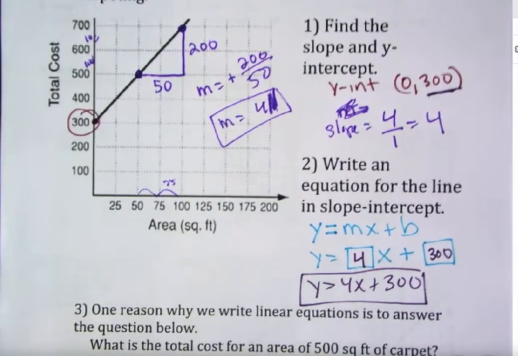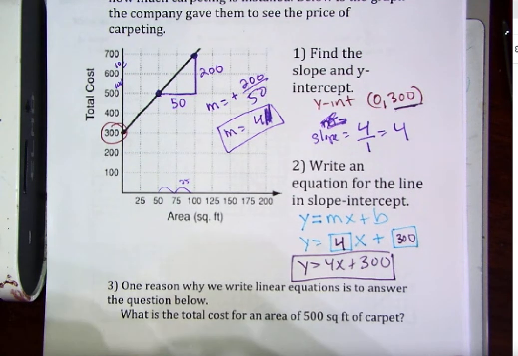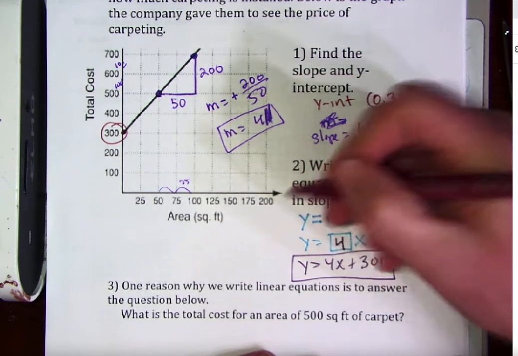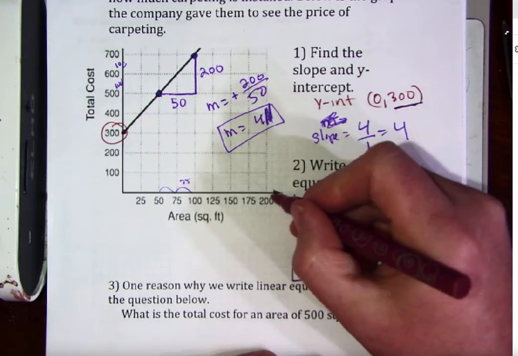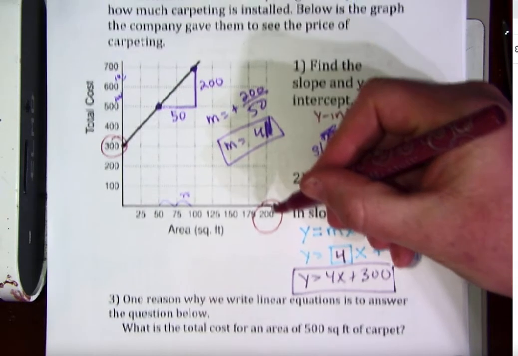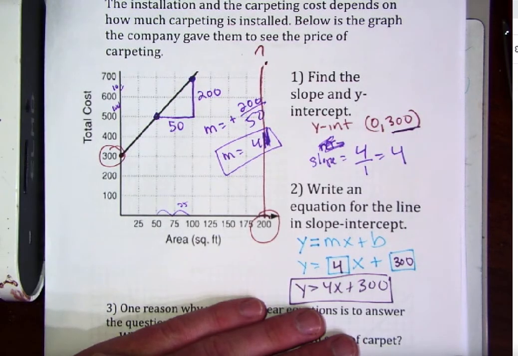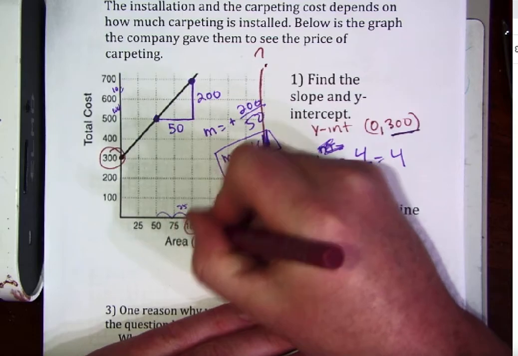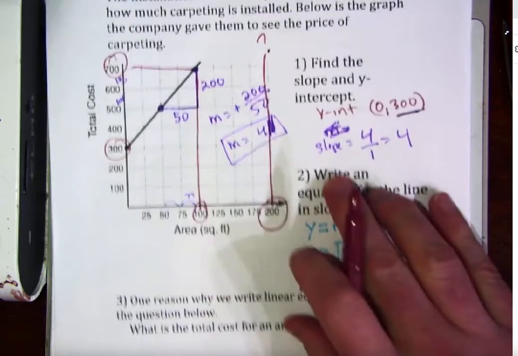You didn't see this before, but there is a third question. One reason why we write linear equations is to answer questions like this: what is the total cost of an area of 500 square feet of carpet? Maybe that's how big the Johnsons' room is. If we look at our graph, the highest amount of square feet is 200, but it's not on our graph. We can't see it. Actually, the highest one we know is around 100, at $700. But we don't need the graph.